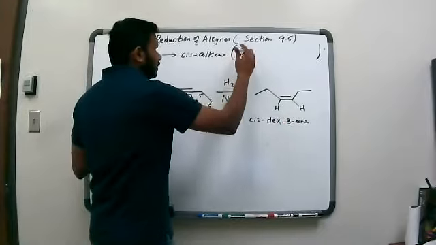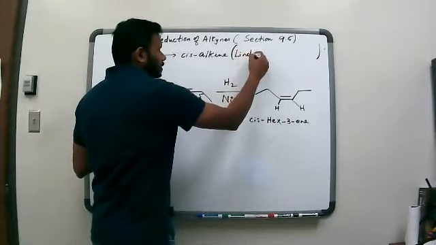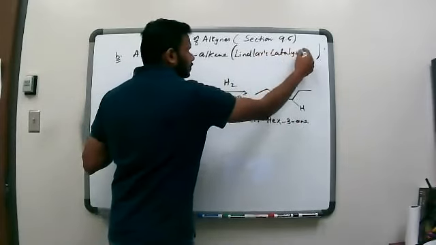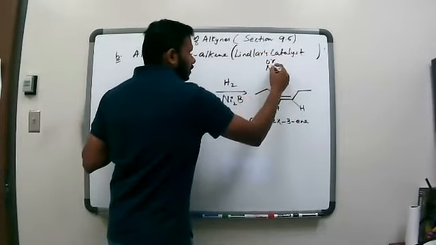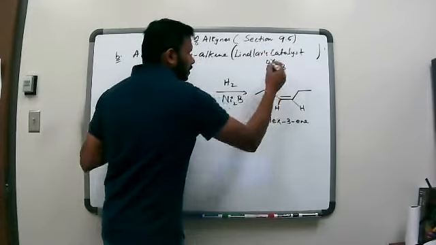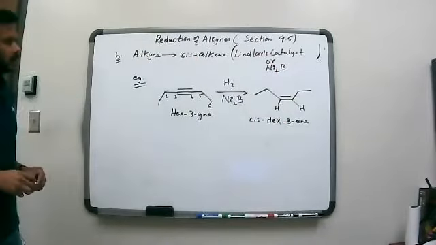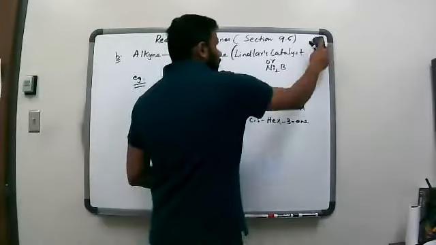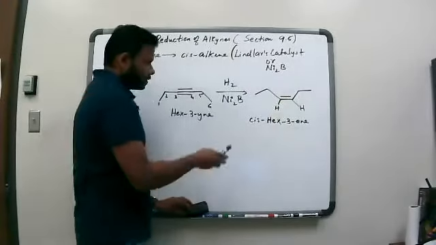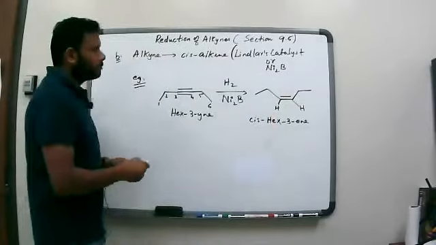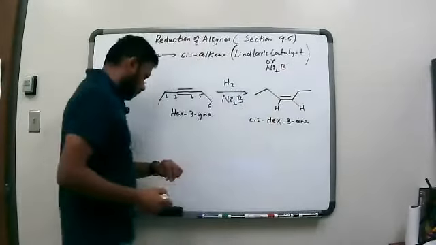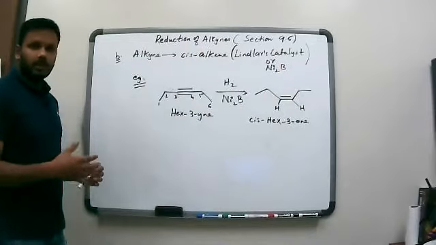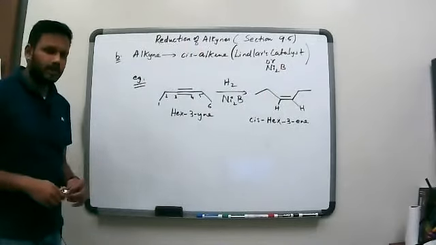Here, the way we do this is by using a Lindlar's catalyst or nickel boride. Either one of those two combinations would give us the cis-alkene. And so that raises another important question. So how do I make a trans-alkene?